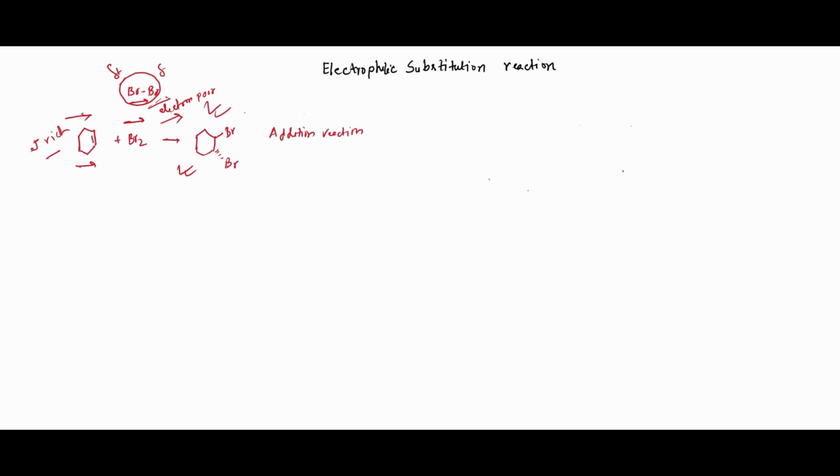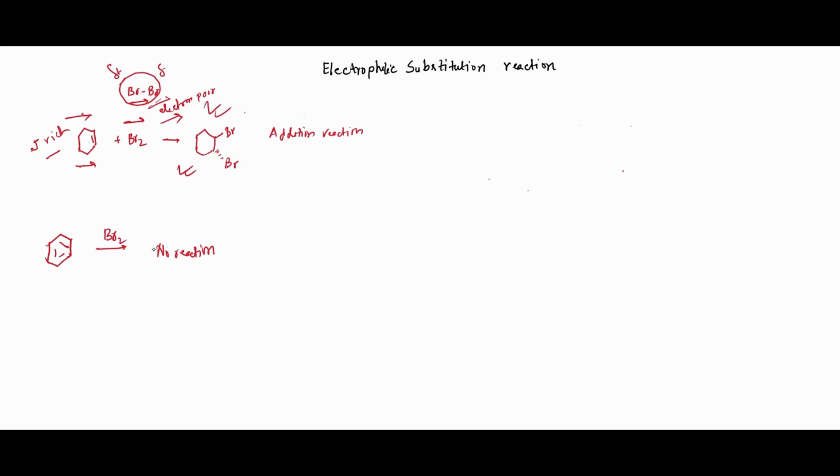Now, if you want to make the same reaction, the halogenation reaction, when it comes to an aromatic compound, let me draw it a little bit nicely. Okay, so we have this benzene ring, and what happens when it reacts with bromine? Well, no reaction happens.